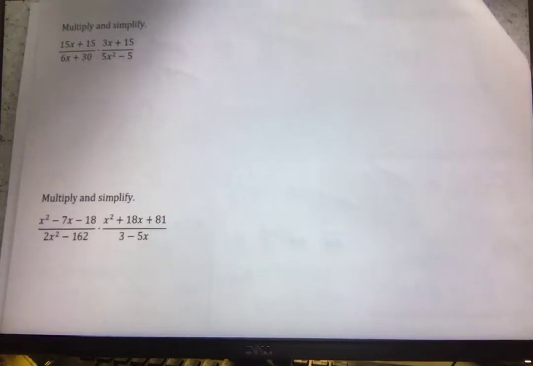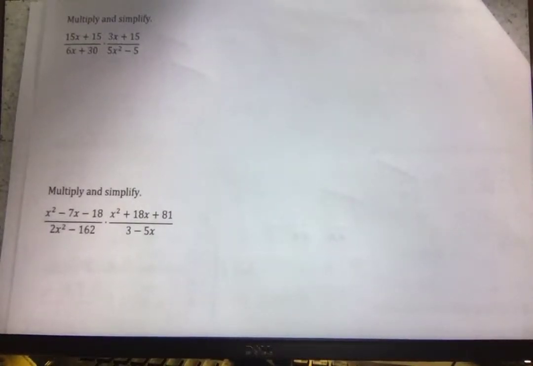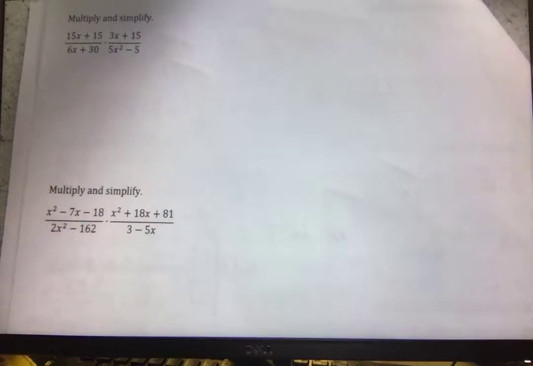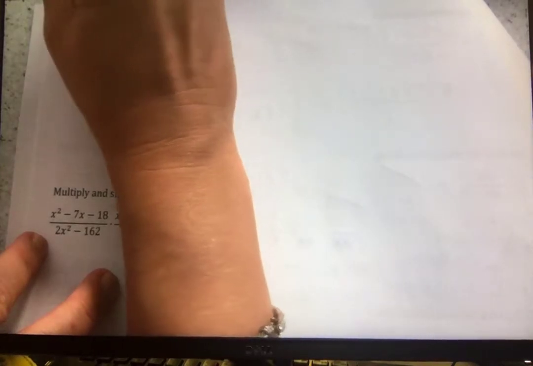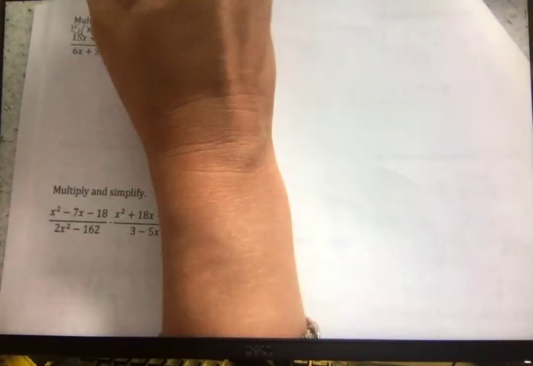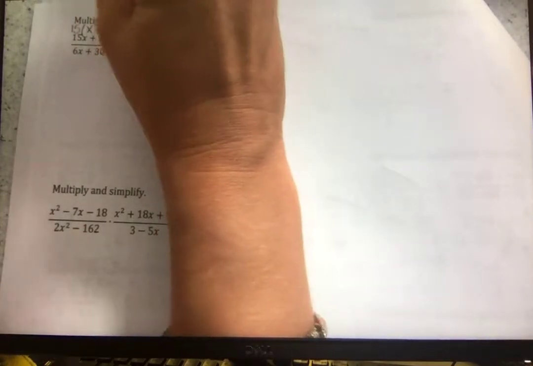15x plus 15 over 6x plus 30 times 3x plus 15 over 5x squared minus 5. So a couple things. Let's just deal with one thing at a time. So first dealing with the 15x plus 15, GCF: 15. And we're left over with x plus 1. Let's go across while we're at it. So 3x plus 15, GCF: 3. And we're left with x plus 5.